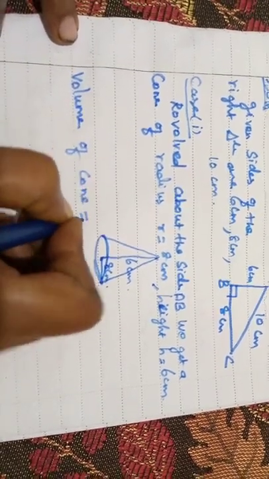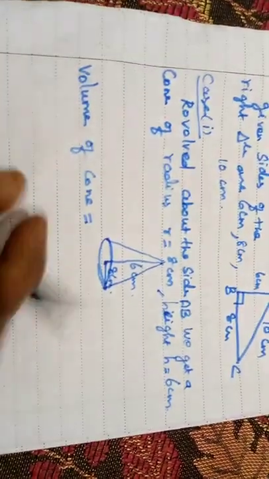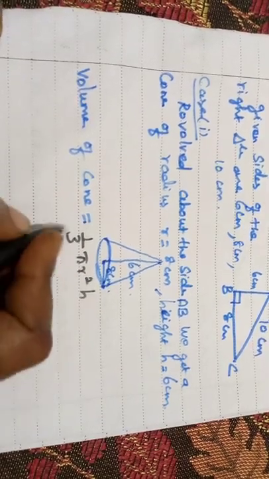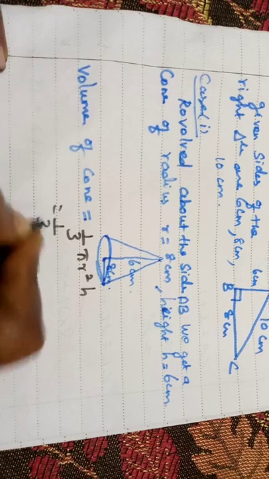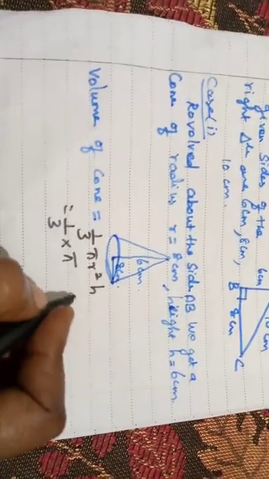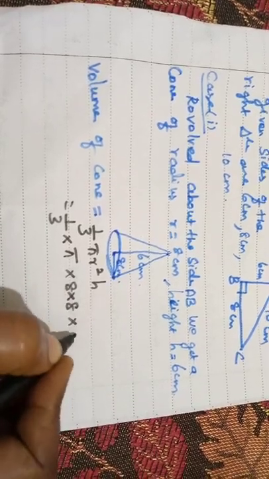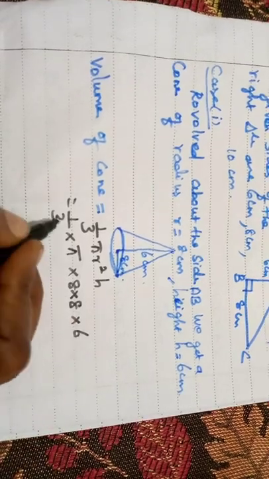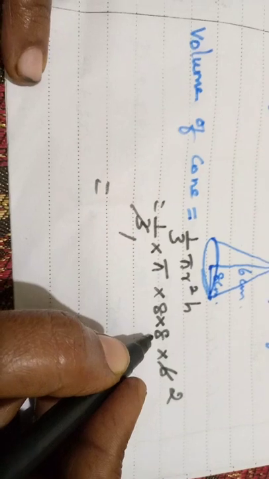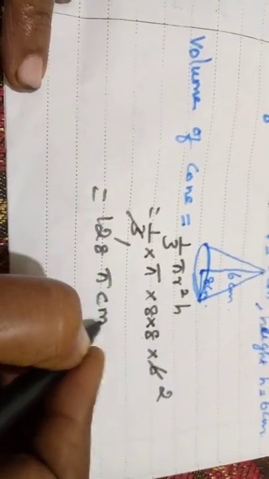What is the formula for the volume of a cone? 1 by 3 pi r square h, which is equal to 1 by 3 into pi value. Comparison is there, so let pi be as it is. r value 8 square, so 8 into 8 into h value 6. Let us divide 1, 3 here, 2. Remaining multiply: 8 8s are 64. 64 into 2, 128 pi centimeter cube.